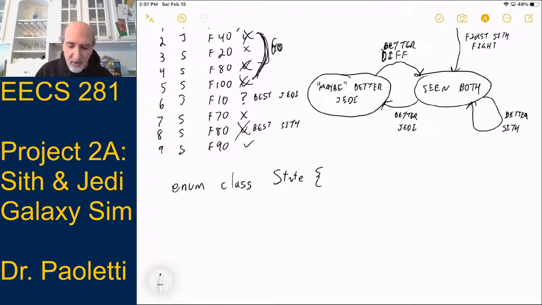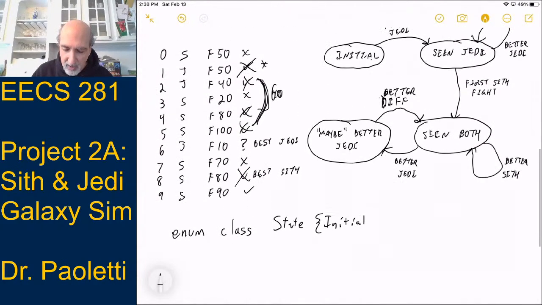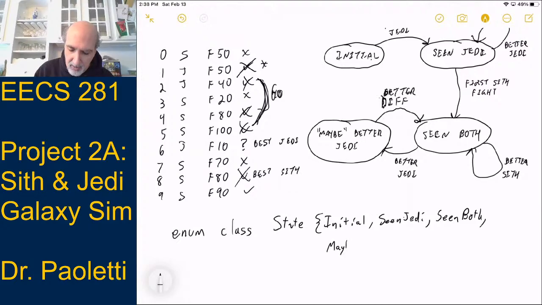So then we do curly braces, and then we could make a list of states like initial. I like to use capitals for things I create, because then it's impossible to confuse them with stuff that the STL created. So when I create variables, I do them lowercase. But for types, my types always start with a capital letter, so I always know it's a user-declared type. So I've got my type State. It can take on the new value initial, seen Jedi, seen both, and maybe better.